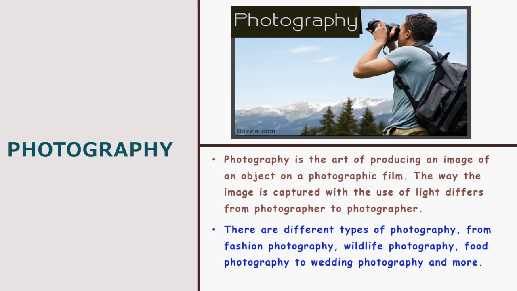So photography is the art of producing an image of an object on a photographic film. The way the image is captured, the way the photo is taken, is different from people to people. Different photographers choose to take different things. So there are different types of photography.